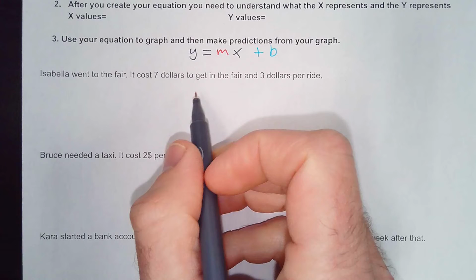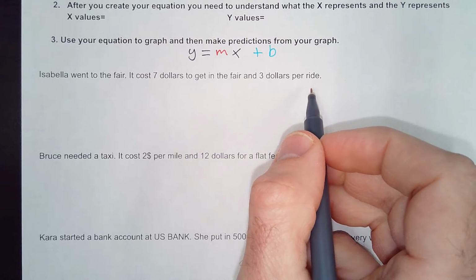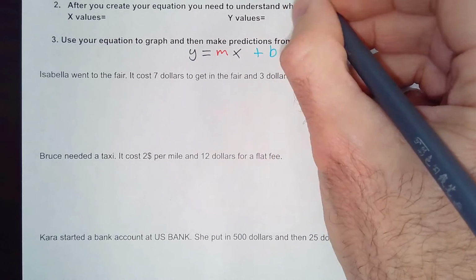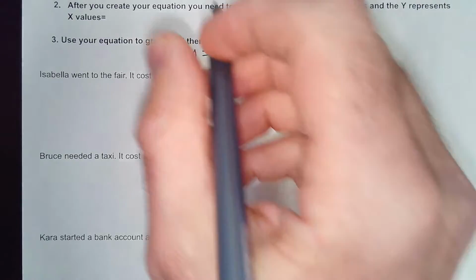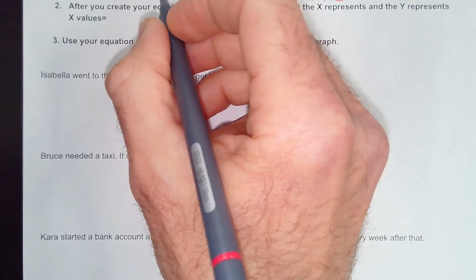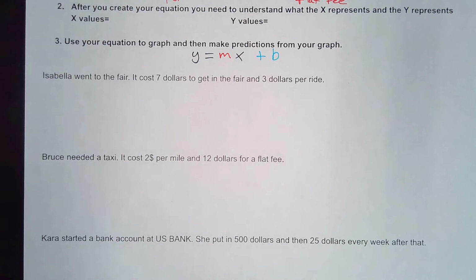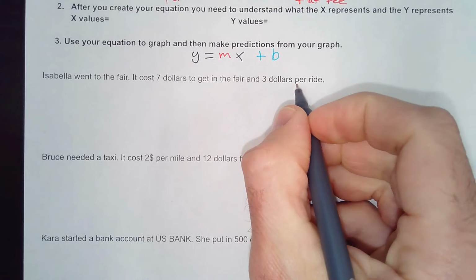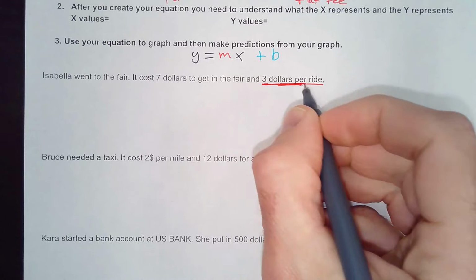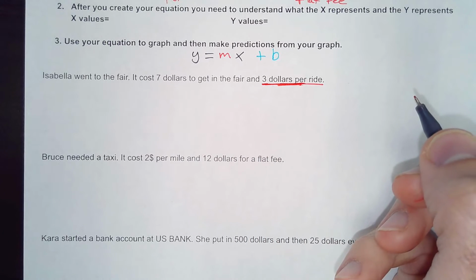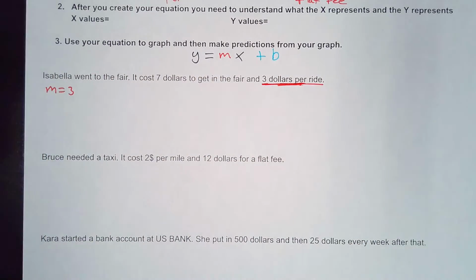It costs $7 to get into the fair and $3 per ride. So which one of these is, and this would also be some sort of flat fee, and this would tell you how much it costs per something, per mile, per ride, per something. So in this problem, we see the word per, so it's $3 per ride. So our m is going to be 3. So let's say m equals 3.